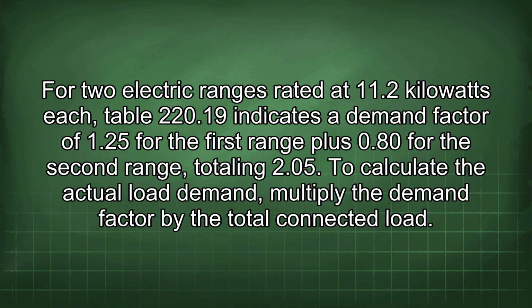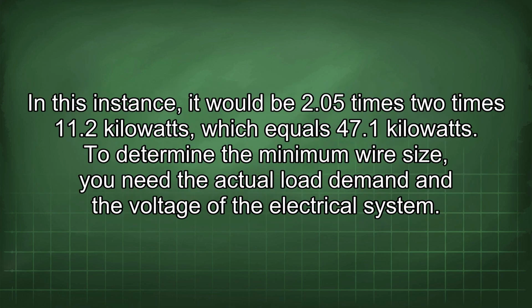For two electric ranges rated at 11.2 kilowatts each, Table 220.19 indicates a demand factor of 1.25 for the first range plus 0.80 for the second range, totaling 2.5. To calculate the actual load demand, multiply the demand factor by the total connected load. In this instance, it would be 2.5 times 2 times 11.2 kilowatts, which equals 47.1 kilowatts.